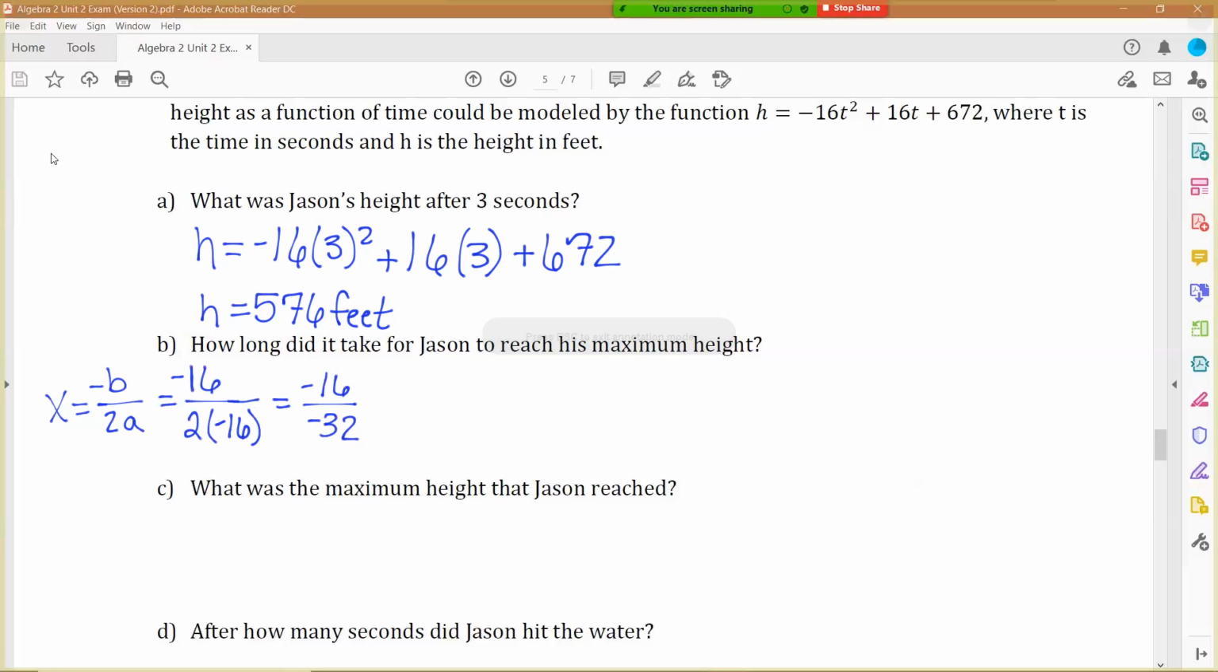Do not make the same mistake some students have in the past. I've had students tell me that negative 16 divided by negative 32 is 2. It is not. It's 1/2. Since we're going to have to plug that back in, I would suggest you actually do this time convert that to a decimal, 0.5. So Jason reaches his max height in half of a second.